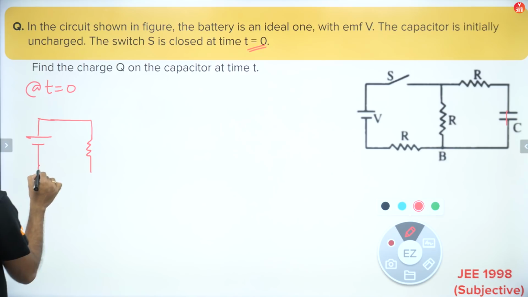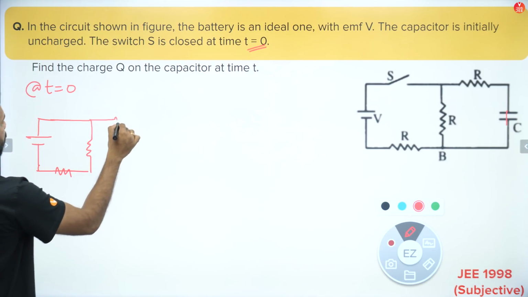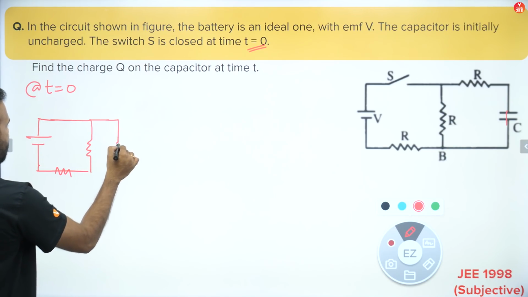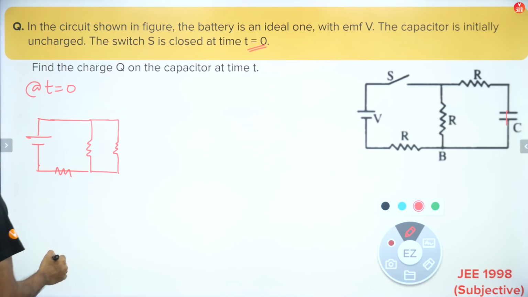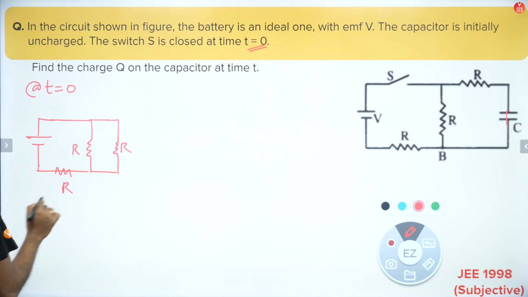You have this resistance here, and there is one more resistance here, and this resistance is also in this branch. For our easy understanding, let me draw this here. So what we have is R, R and R connected to V. This is happening at t equal to 0. You can see that these two are in parallel and then in series with this one.